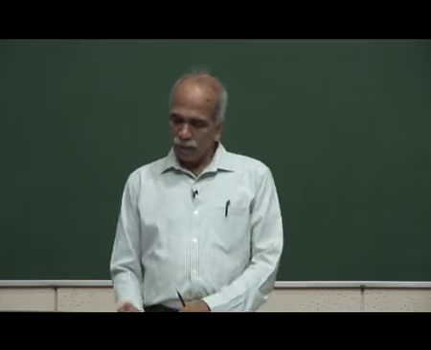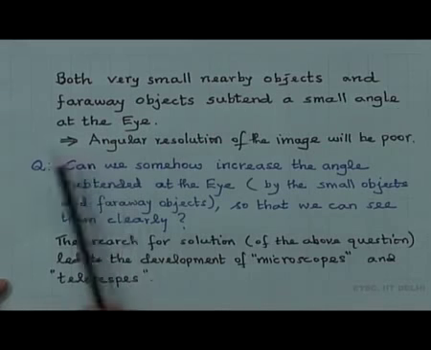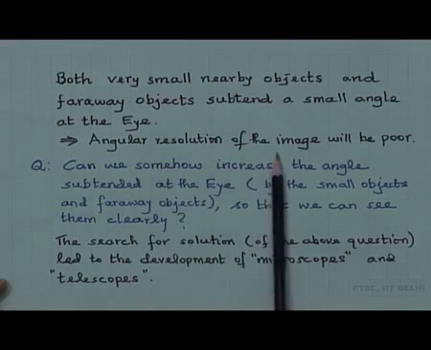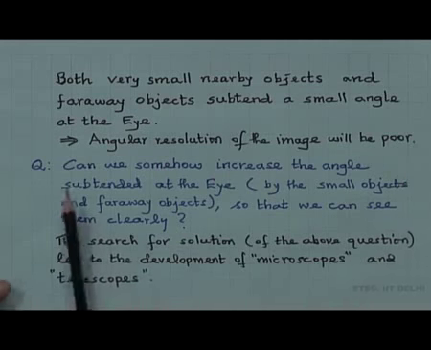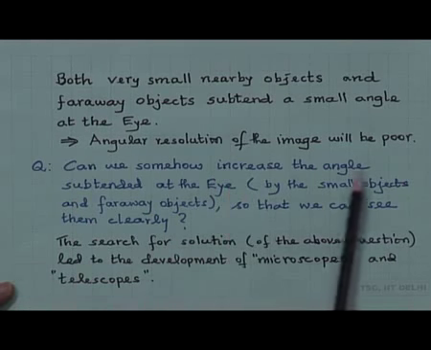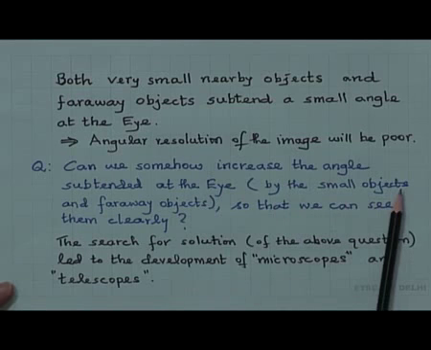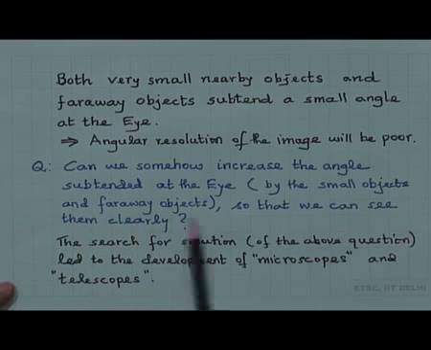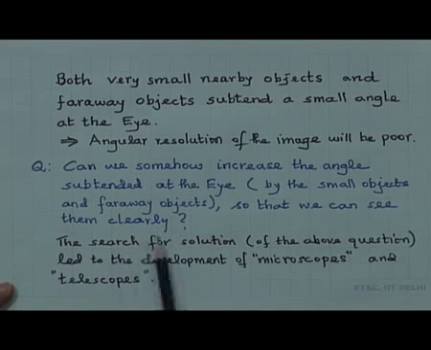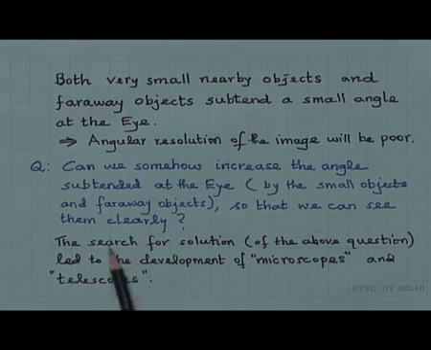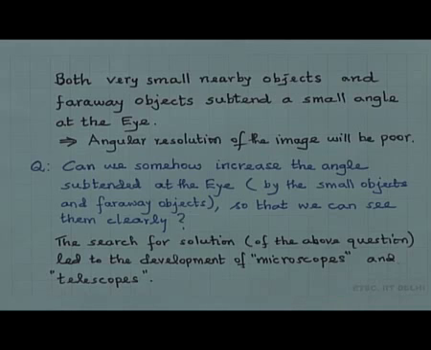So, here it is. For far away objects, the angular resolution of the image will be poor. Now, therefore, can we somehow increase the angle subtended at the eye by the small objects and far away objects, so that we can see them clearly? The search for a solution of the above question led to the development of microscopes and telescopes.